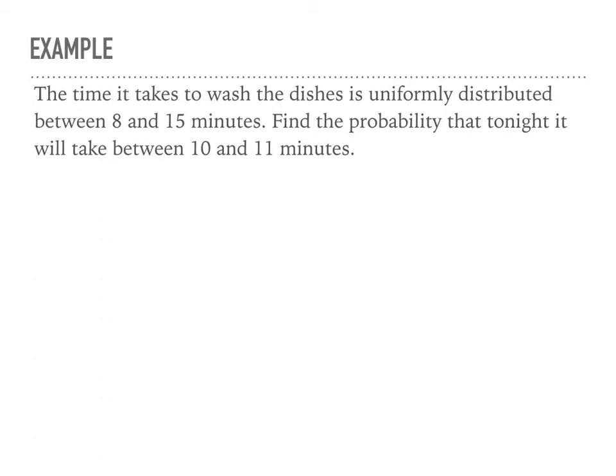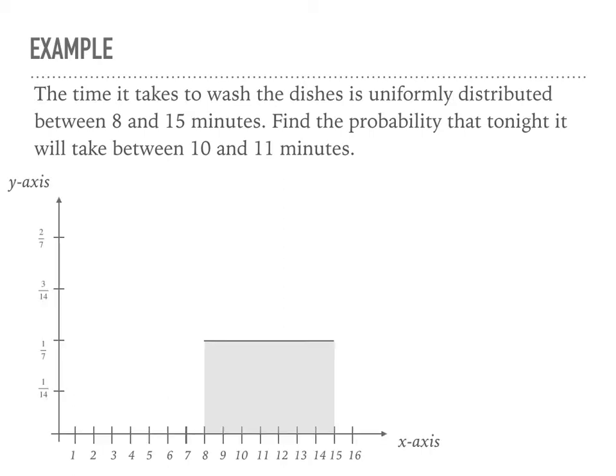So now, continuing to use this distribution, the time it takes to wash dishes is uniformly distributed between 8 and 15 minutes. Let's find the probability that tonight it will take between 10 and 11 minutes. So we have our nice graph of our distribution. That lightly shaded area shows all of the probability that there exists in this distribution. We're specifically looking between 10 and 11, so that's that darker shaded rectangle that I just put on the screen.